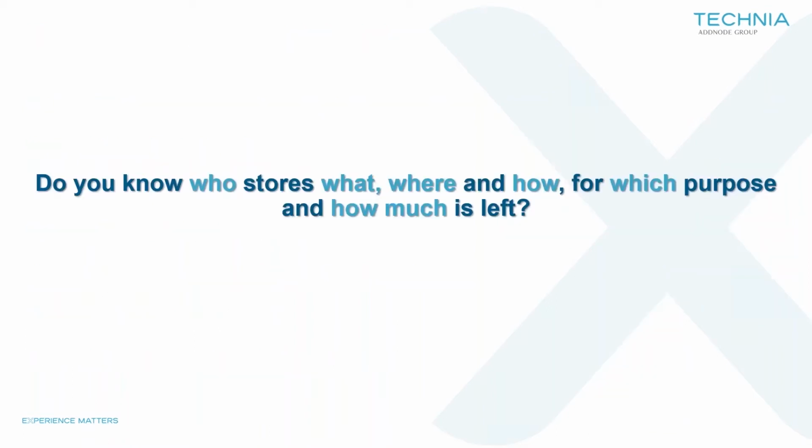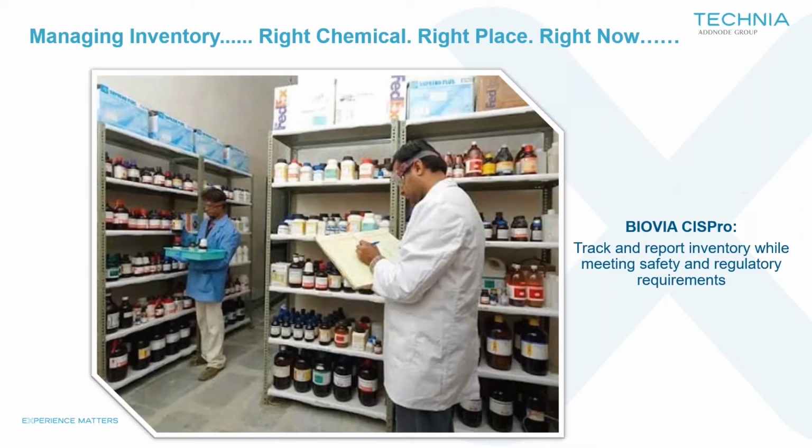So, do you know who stores what, where, and how, for which purpose, and how much is left? So with the Biovia SysPro solution we provide, this enables organisations to maintain a listing of all the chemicals and materials in each facility at the container level, keeping track of where they are in real time and monitoring usage.